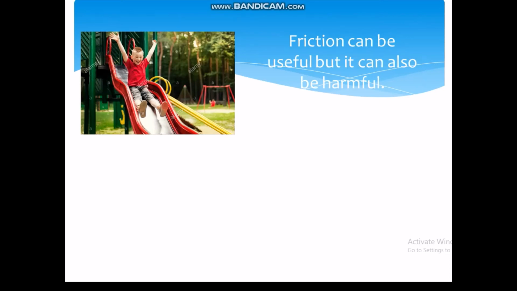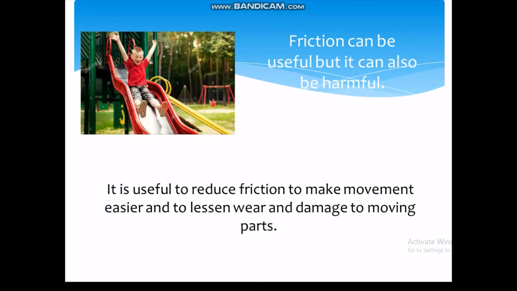Why? Because it's very useful to reduce friction, to make movement easier and to lessen wear and damage to the moving parts. One way of reducing friction can be through smooth surfaces, or using parts that roll instead of rubbing or sliding over each other, or adding oil, which makes a smooth layer between parts and allows them to move easily past each other.